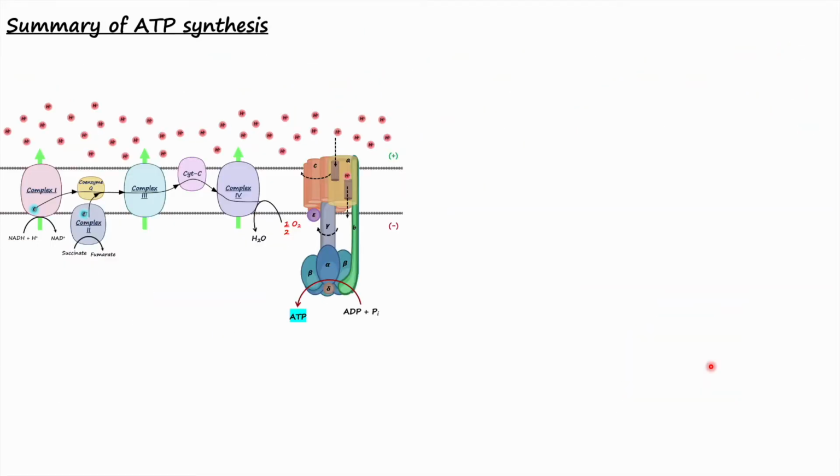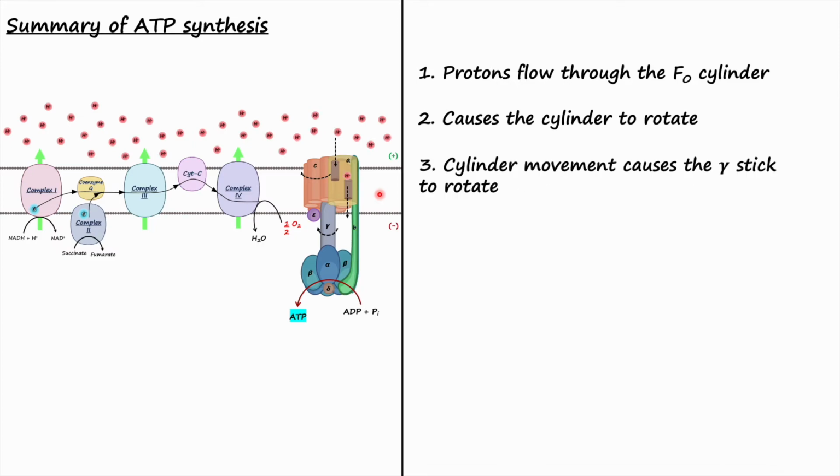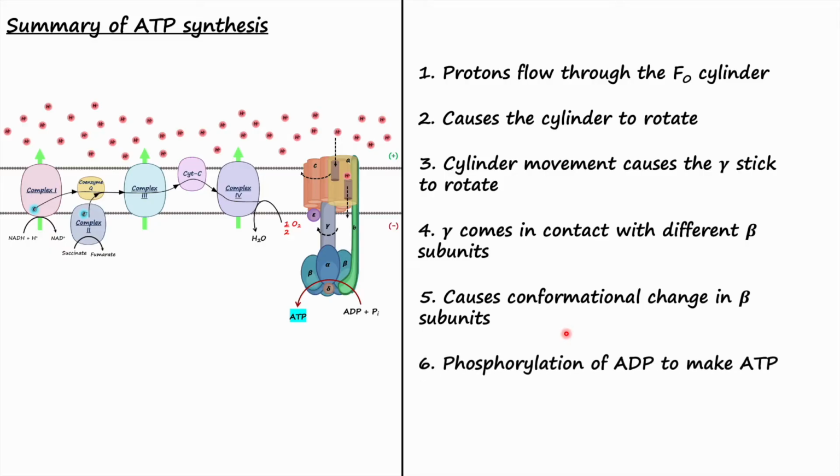So to summarize the steps of ATP synthesis, we learned that protons flow through the F0 complex or F0 cylinder, and when they flow, it causes the C unit or the C ring to rotate. Movement of this C ring causes the gamma stick to rotate, and gamma actually comes in contact with the different beta subunits, and that causes a conformational change in the beta subunit, and that results in the phosphorylation of ADP to make ATP. And one important thing to remember is that it requires 4 protons to synthesize one ATP molecule.